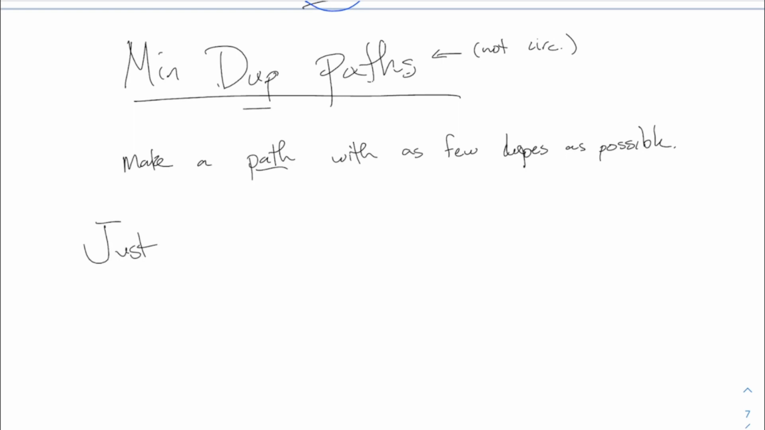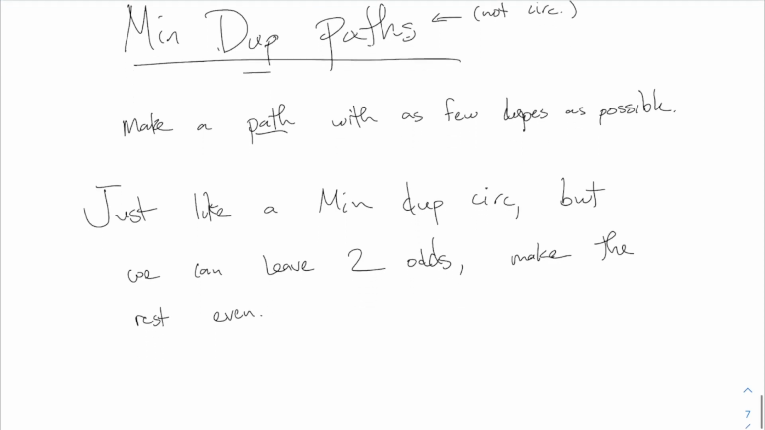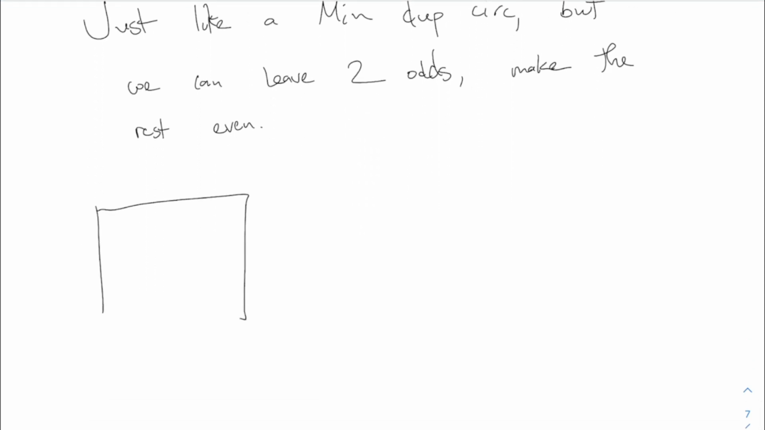I will say this is just like a minimum duplication circuit, but we can leave 2 odds and make the rest even. That's the only difference. All right? So for example, like that one that I just talked about, how about this thing? Where the odds are here, here, here, and here. Let's make a minimum duplication path.